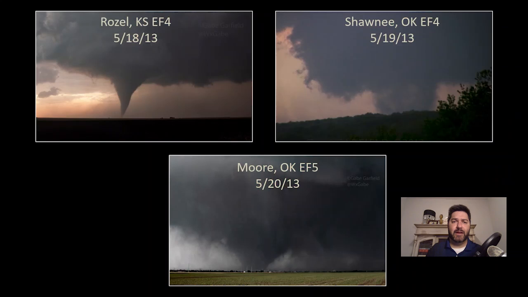So this all culminated in a 3-day tornado outbreak. The charts ended on May 19th at 0Z, which was about the time that Rozel, Kansas, was nearly hit by an EF4 stovepipe tornado that you see at top left. And then the next day, I saw a tornado at Shawnee, Oklahoma. It was a half-mile wide, very violent tornado, very loud as well. And then the Moore, Oklahoma EF5 that I saw on Monday was very tragic and unfortunately did kill a number of people. It was the loudest tornado I've ever heard. That happened during this sequence as well.